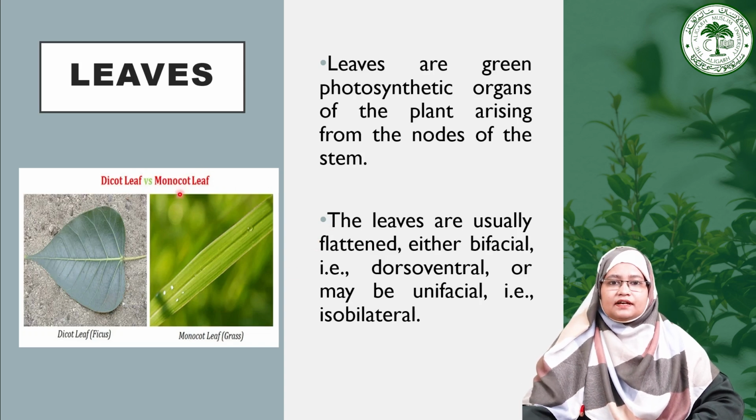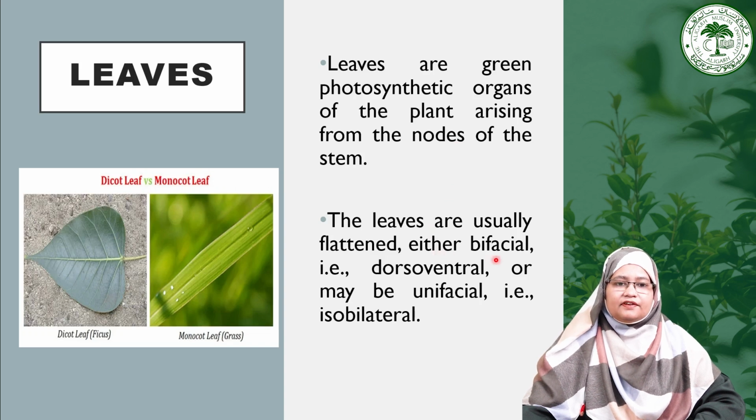So, leaves are the green photosynthetic organs of the plant that arise from the nodes of stems. The leaves are generally flattened, and either bifacial, which is termed dorsiventral, as in dicot leaves, or unifacial, which is termed isobilateral, as in monocot leaves, as you can see here in this particular image.